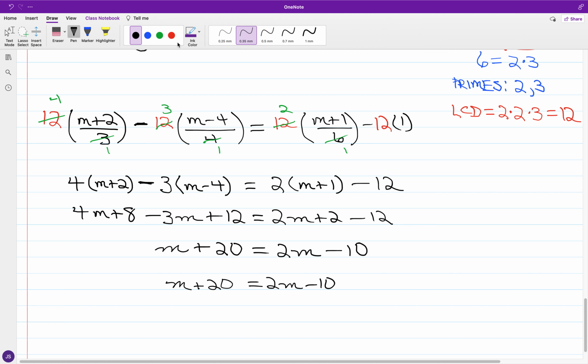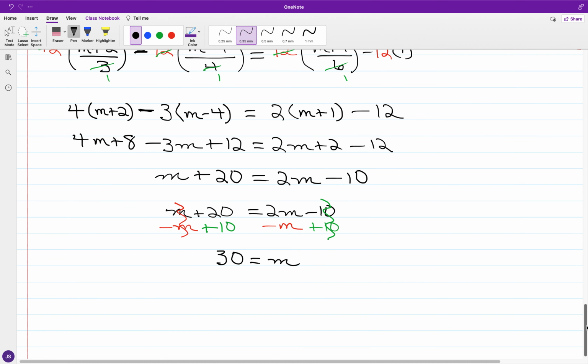What I'll do here is work with the variable terms first, and I'm going to eliminate the smaller of these. In this case, we have m to take out, and at the same token, while I have the m terms on the right, I'll just move the 10 over by adding. So 20 plus 10 is going to make 30, and 2m minus m becomes m. And so for this equation, there is one solution for m, and that is going to be 30.